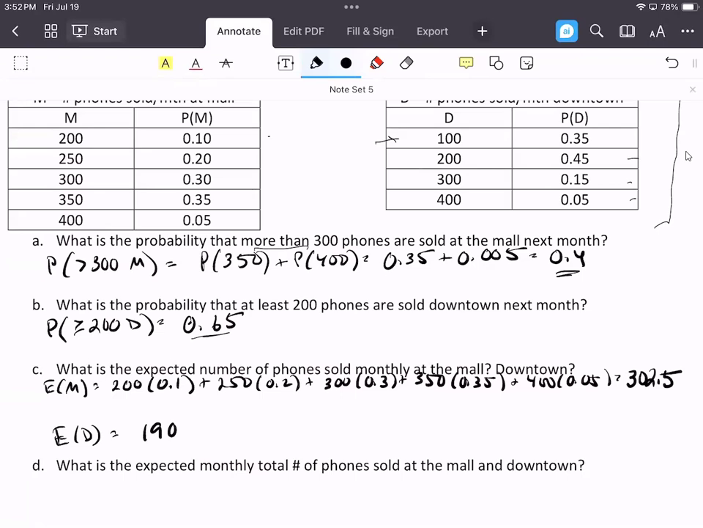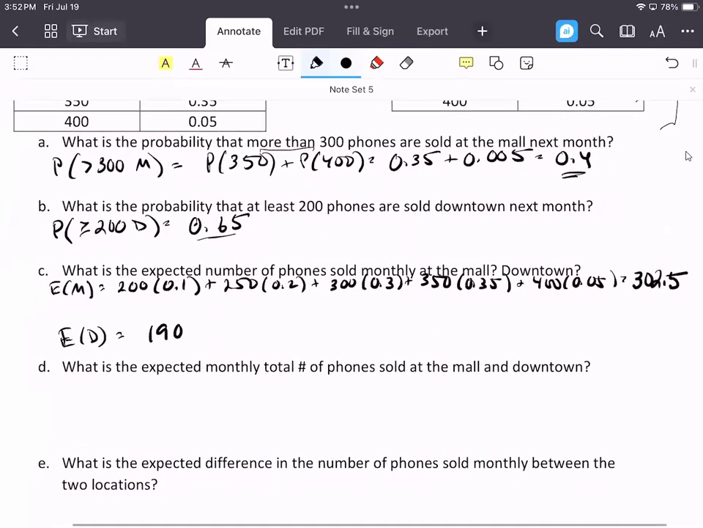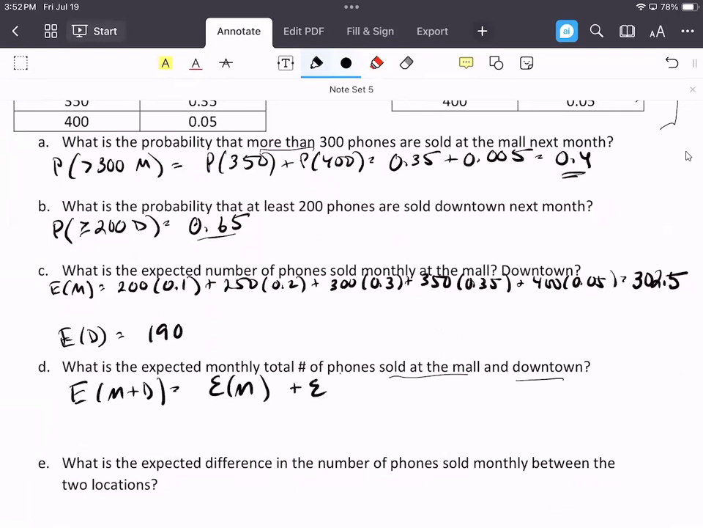What's the expected total of both locations? Can we just add them together? The answer is yes, because if you have a phone in your hand and you bought it at the mall, you could not have bought that same phone at the downtown location. So you literally can just add them together.